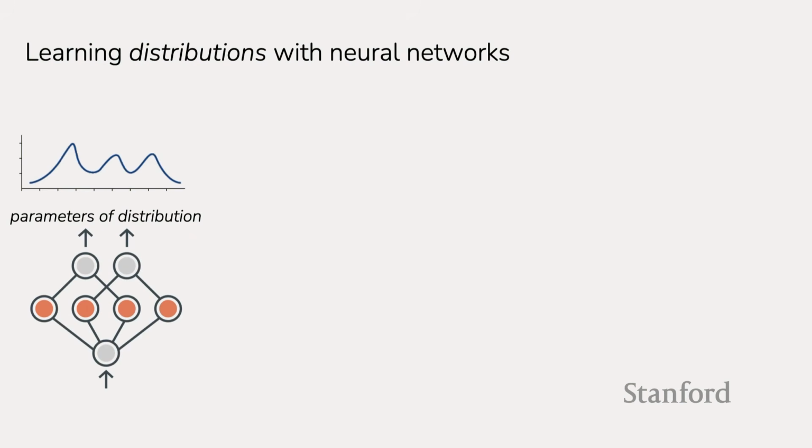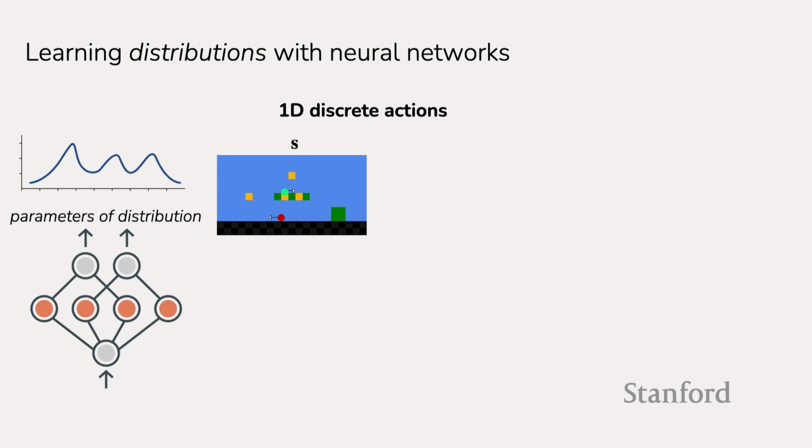Now let's think about a couple examples of what this might look like. If your actions are not continuous, and instead they are discrete actions, so maybe you're trying to train a policy to play a video game like Super Mario, then the actions might be something like up arrow, down arrow, press A, press B, right arrow, something like that.